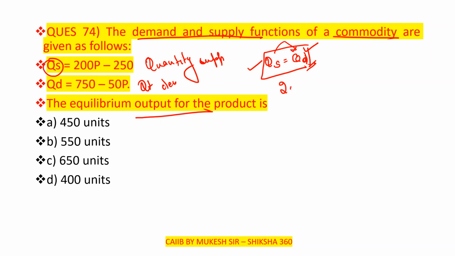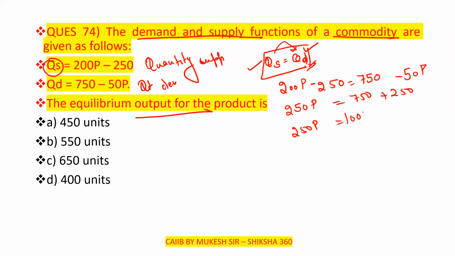So put it that 200p minus 250 is equal to 750 minus 50p. So it comes out to 250p is equal to 750 plus 250. So 250p is equal to 1000. So p here comes out to 1000 upon 250, that is 4. So we have to find the equilibrium output.